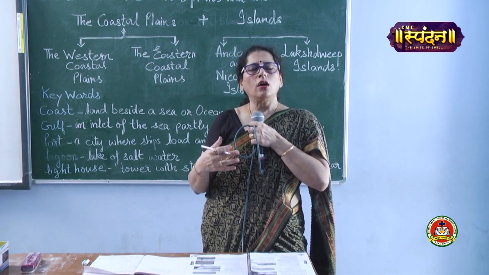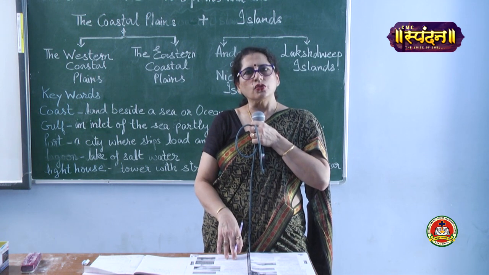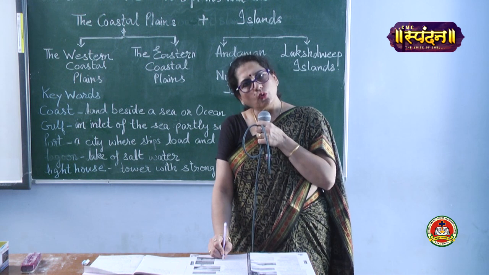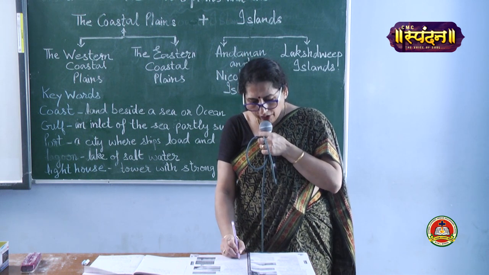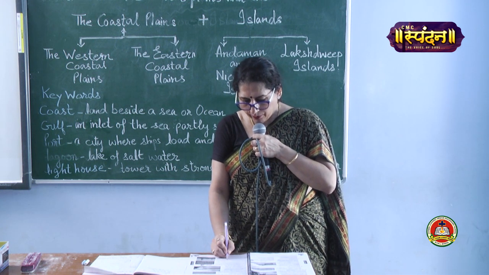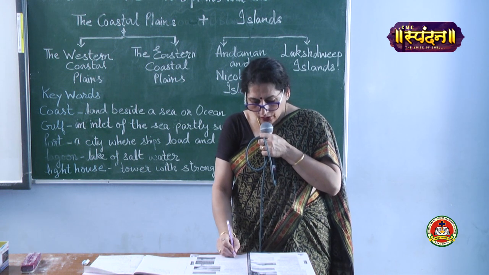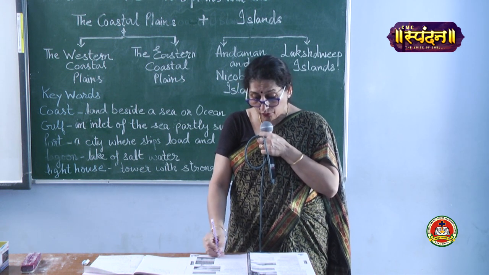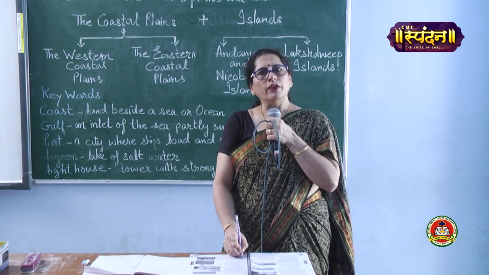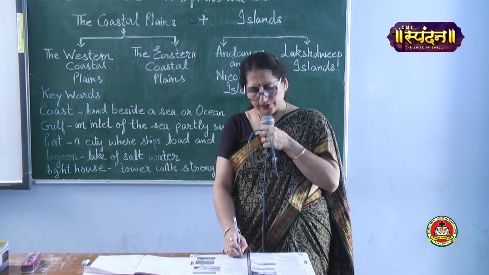Now, talking about the climate of the eastern coastal plains. The climate here is hot and humid throughout the year. However, winters are cooler, and the northern part of the eastern coastal plain receives rain during the monsoon, but not as much as the western coastal plains. There is more rainfall in the western coastal plains in comparison to the eastern coastal plains.